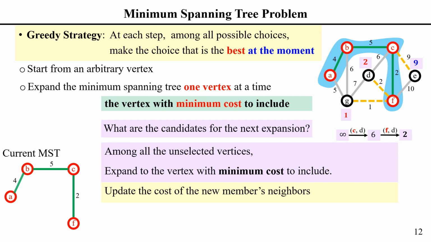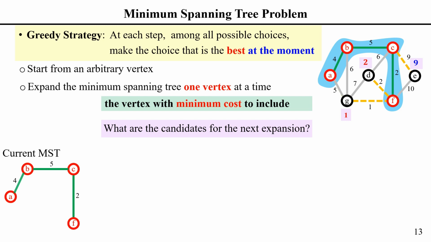Alright, so this finishes this round. We expanded to vertex F and we updated the cost of its neighbors if needed. Remember, we don't always update the cost of its neighbors. We only check if there's a better way to possibly include that neighbor. If there is, we update the costs.